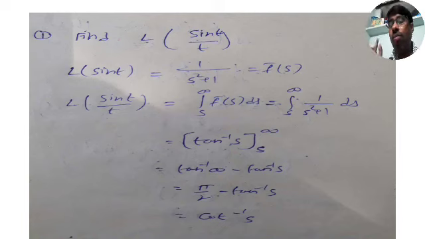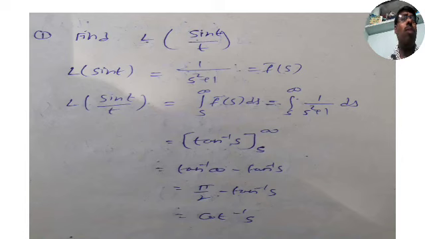What is that? We have the property of inverse trigonometric functions: sin inverse plus cos inverse is pi by 2, sec inverse plus cosec inverse is pi by 2, similarly tan inverse plus cot inverse also is pi by 2. Now we used that pi by 2 minus tan inverse s is cot inverse s. That's what we used here.